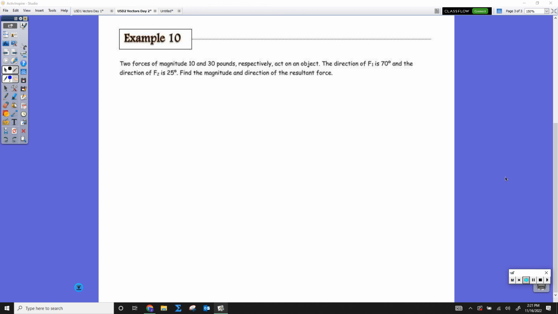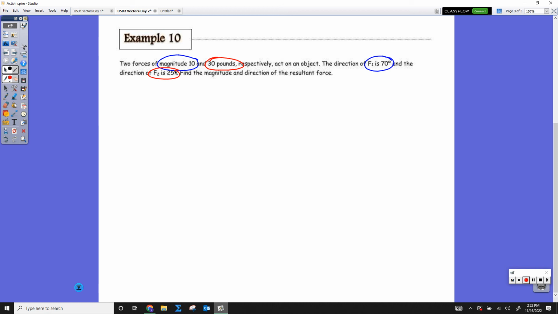If you want to try this one on your own, you're more than welcome to, and then check with me. I'm going to do this last one together, just because it's technically a different application rather than just a plane flying in the air with wind being applied. We have two forces of 10 and 30 pounds respectively acting on an object. The direction of force 1 is 70 degrees, and the direction of force 2 is 25. The wording's a little bit weird, but the 10 matches up with the 70 of force 1, and our 30 matches up with force 2 of 25 degree directional angle.